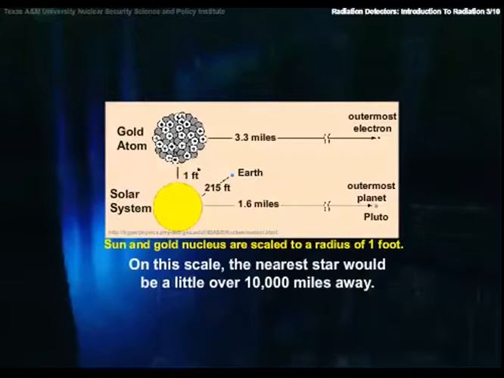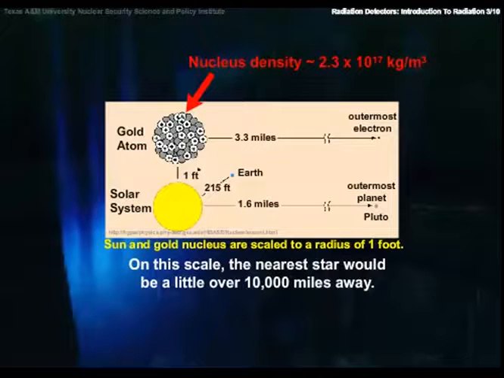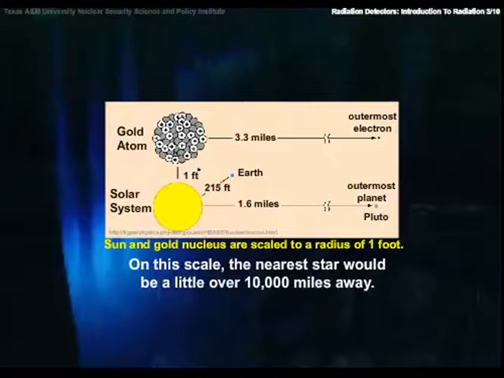How about an atom? Well, let's look at a gold atom. Gold's pretty heavy, right? The density of all nuclei is roughly 2.3 times 10 to the 17th kilograms per cubic meter, meaning most of the atom is empty. On the other hand, the next gold nucleus is on the order of 6 miles away, depending on the bonding, which is very different from how stars are laid out.